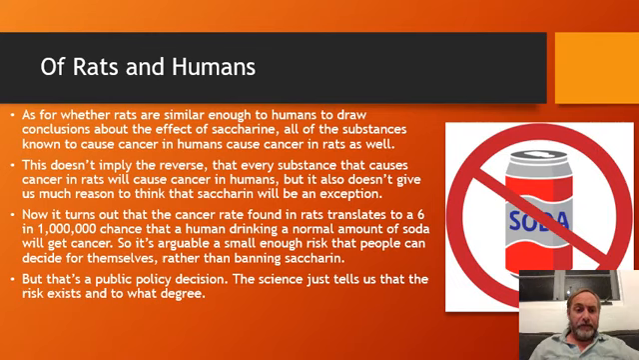So it turns out that the cancer rate found in rats translates to about a 6 in 1 million chance that a human drinking a normal amount of soda will get cancer. So it's a risk, but a relatively small risk, right? Small enough that a person can decide for themselves whether they want to drink soda and run that risk. So that's a public policy decision, and that's probably why they just went with a warning label instead of a ban of saccharin.